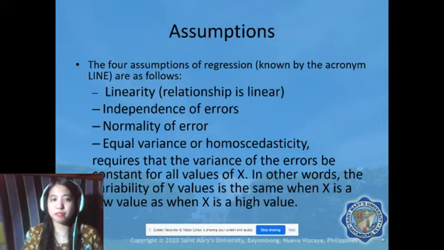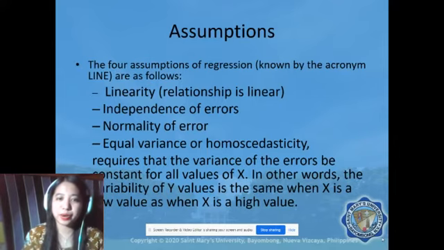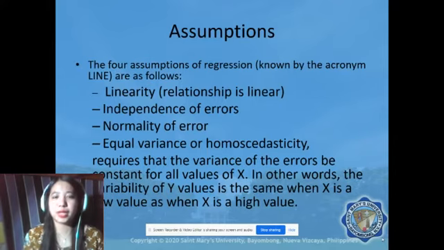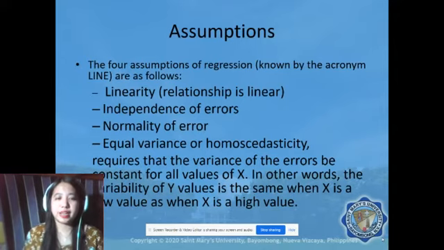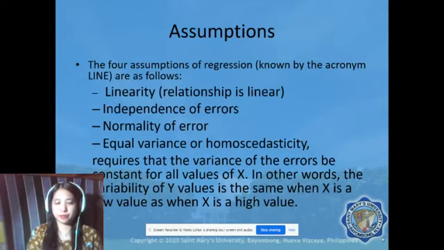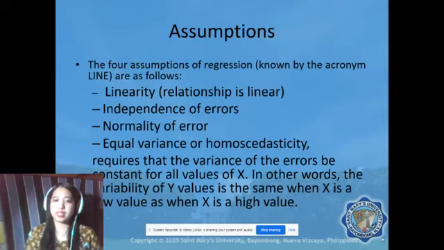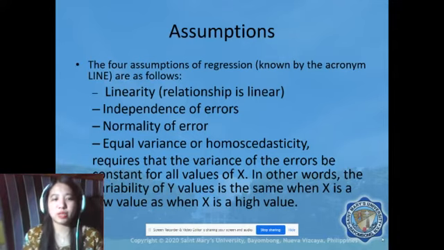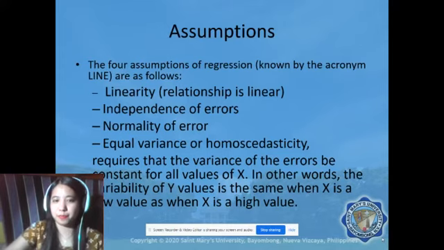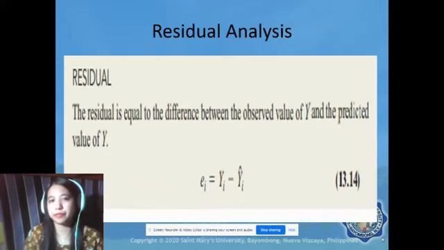Next, you have to check for independence of errors. Errors are computed by computing the residuals. And then next, you will also check for the normality of errors. And lastly, you will check for equal variance or homoscedasticity. So the acronym for the assumptions is LINE. Okay, so how to check for that?